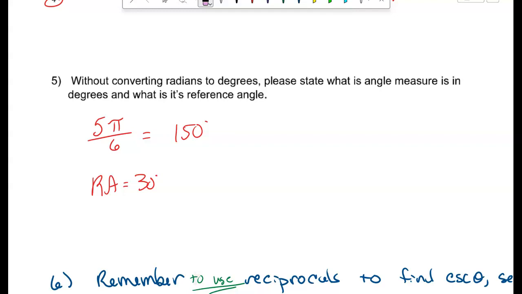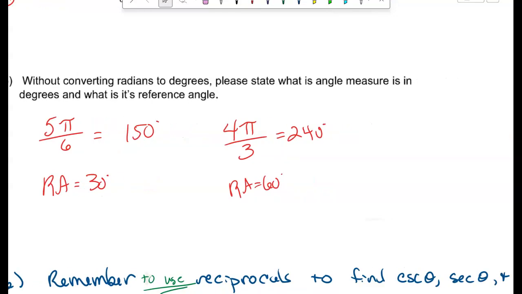Guys, what's this one going to be? 4 pi over 3. The reference angle, you got, great, 60. What's the angle? Because I'm in what quadrant? I'm in the third quadrant, so I had to add 60 to the 180 to get there. That's 240 degrees. You've just learned where to go with them very quickly when you're working with it.